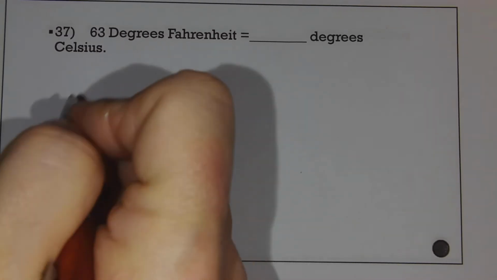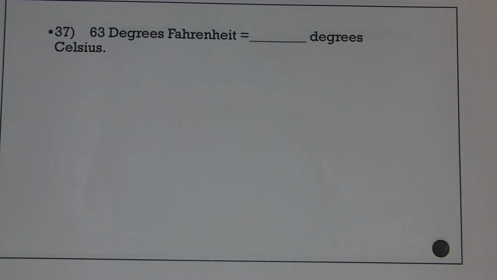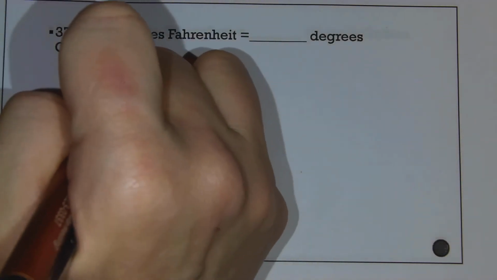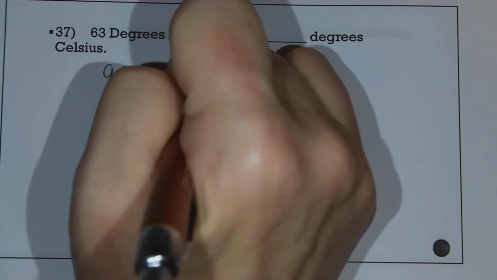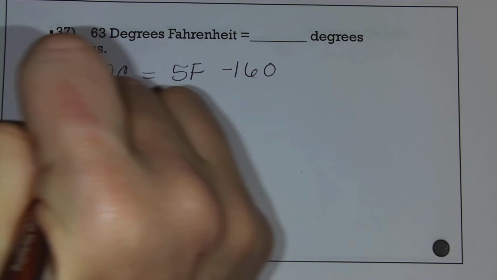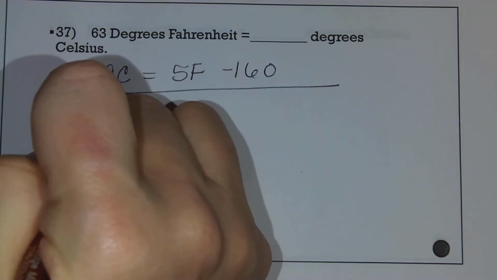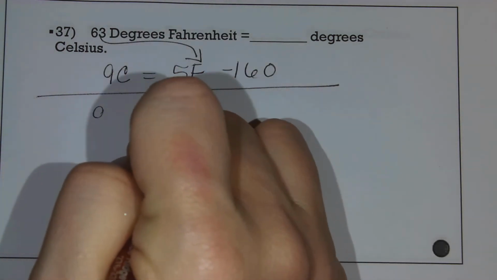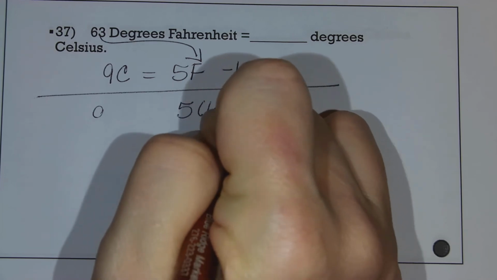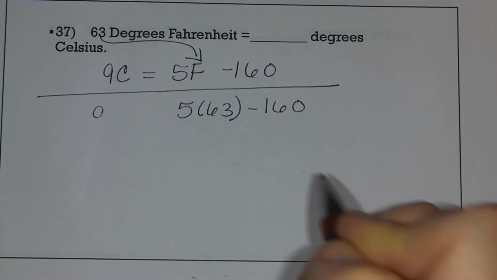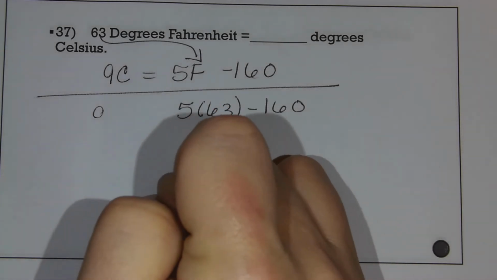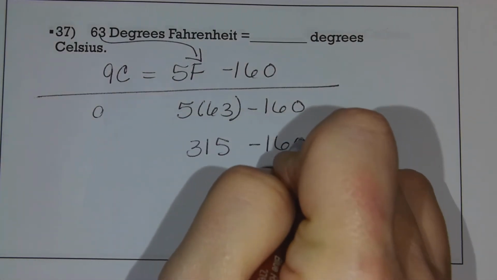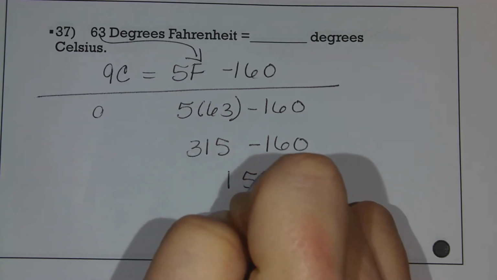Okay, for number 37, and in these videos, as I'm going through them, if you want to pause and work it out yourself, and then see if you get it right by watching the video, you could do that. 9C equals 5F minus 160. Okay, so you have the 63 degrees Fahrenheit, so it would be 5 times 63 minus 160. 5 times 63 is 315 minus 160, and that leaves you with 155.